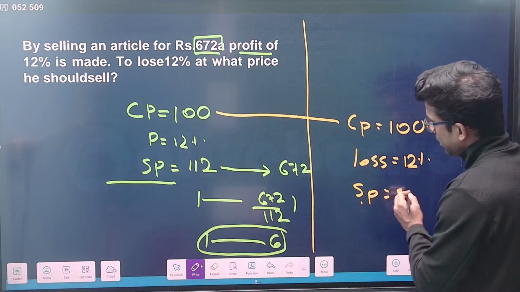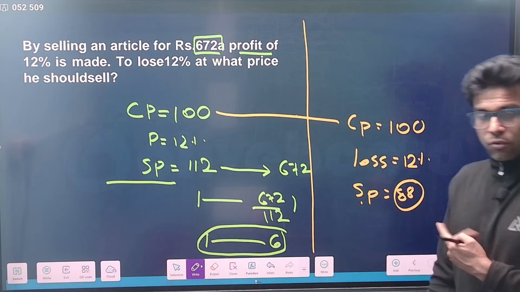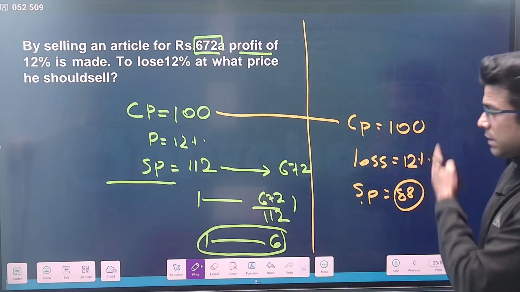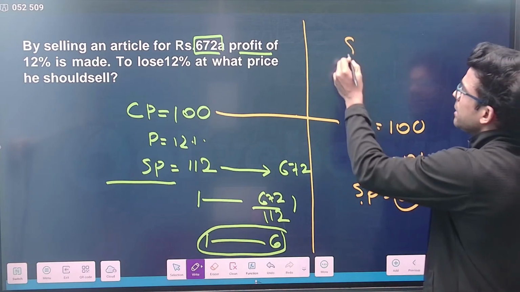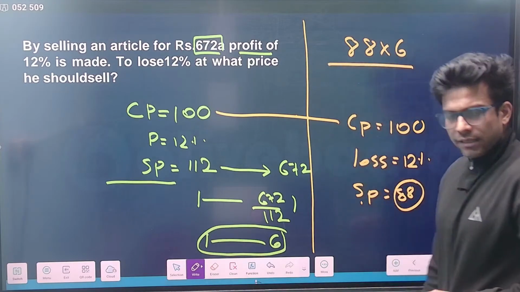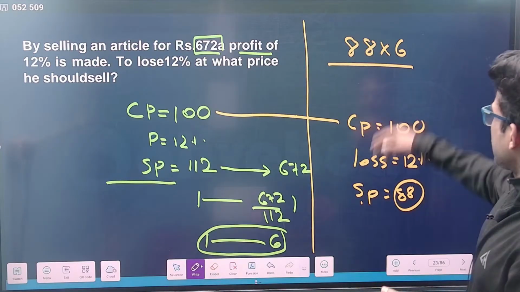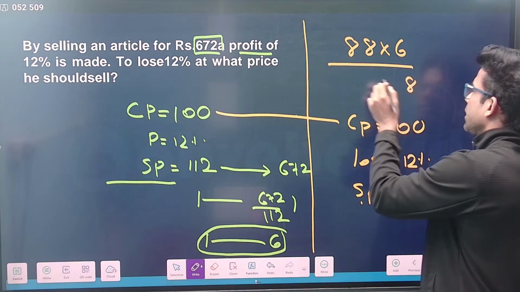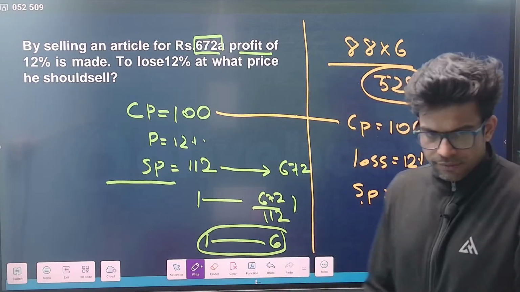88. According to me, it is 88. But if you see the question, it should not be just 88. It should be 88 multiplied by 6, correct, na? 6 8s are 48, and which is 528. So 528 would be my answer.